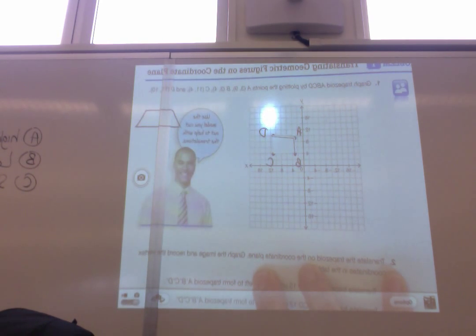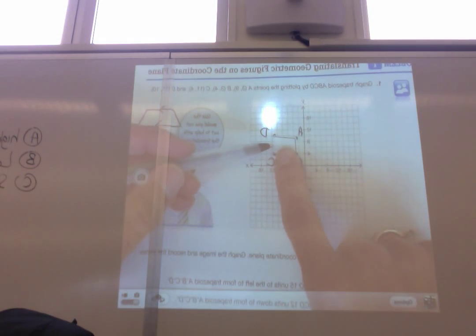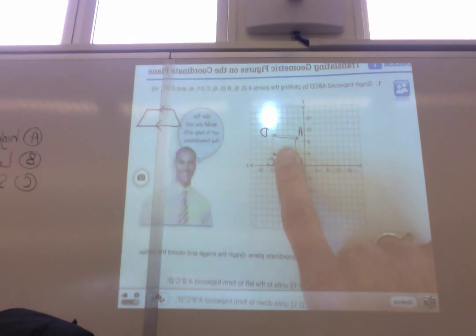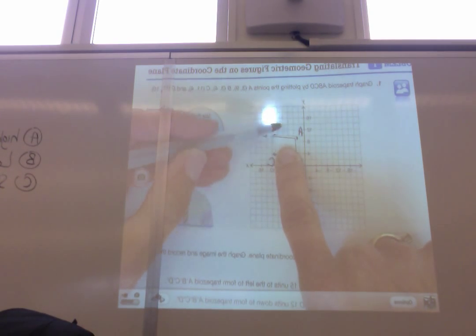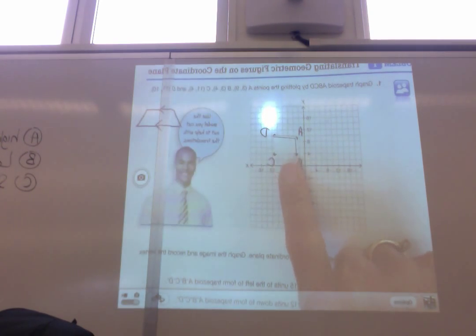This is a trapezoid too. Two sides are parallel. Two opposite sides are parallel. A lot of times that's symbolized with arrows going the same direction. Okay, if you see that. Where are the parallel sides on this trapezoid? Left and right. Okay.